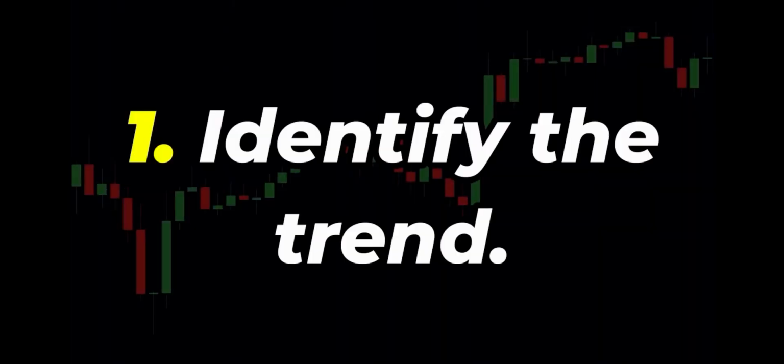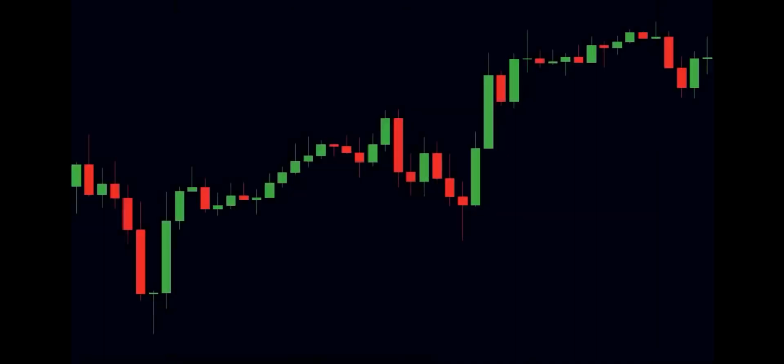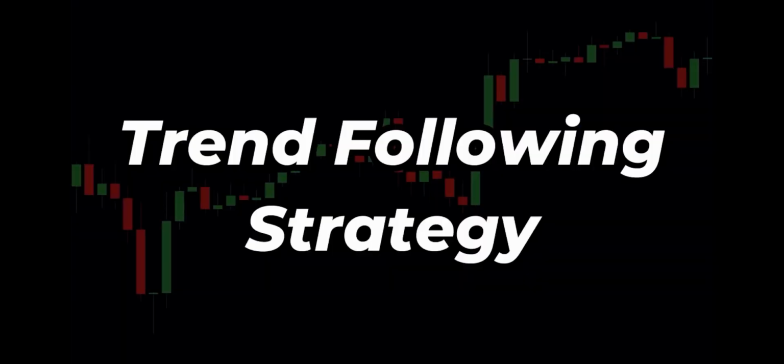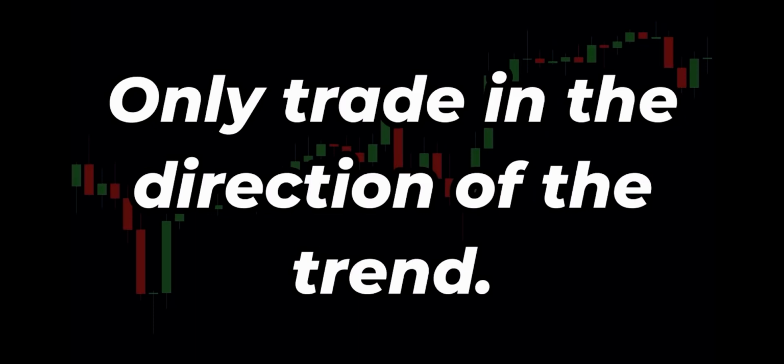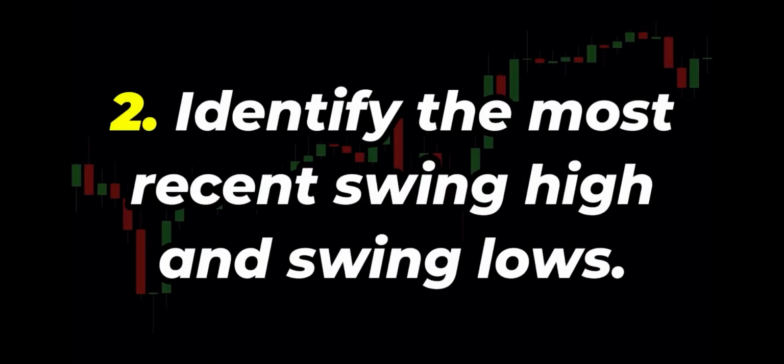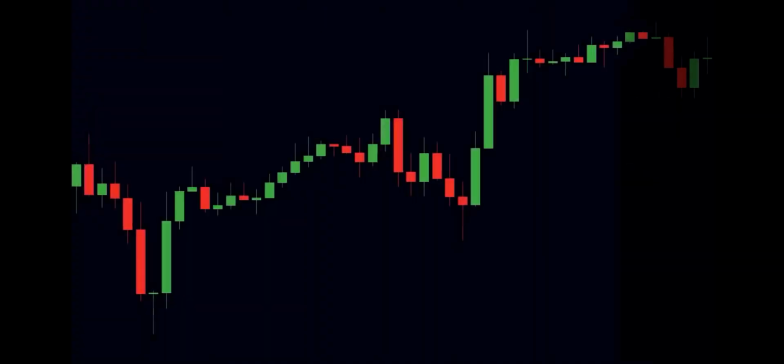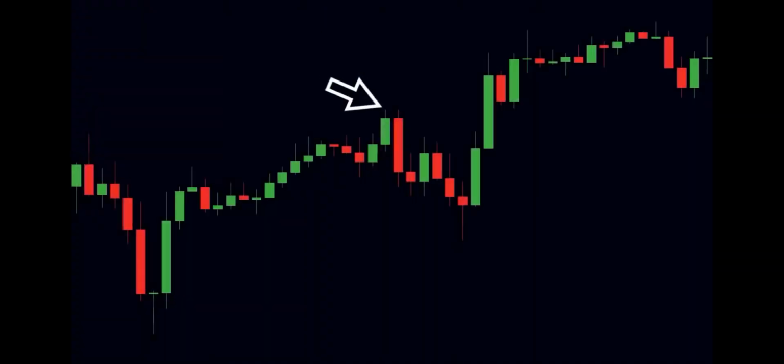The first step is to identify the trend. This strategy is a trend-following strategy. Therefore, we will first identify the trend, and we will only trade in the direction of the trend. The second step is to identify the recent swing high and swing low. On this chart, the swing high and swing low are these points.